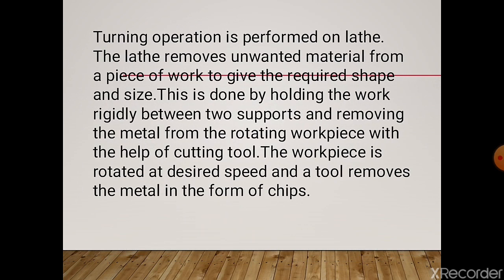The lathe removes unwanted material from a piece of work to give the required shape and size. This is done by holding the work rigidly between two supports and removing the metal from the rotating piece with the help of a cutting tool. The workpiece is rotated at the desired speed and the tool removes the metal in the form of chips.